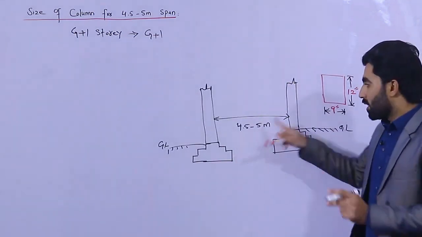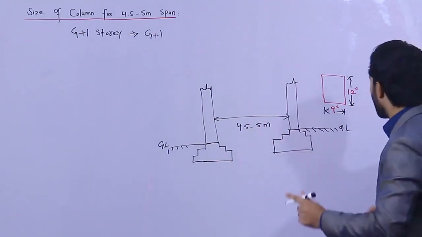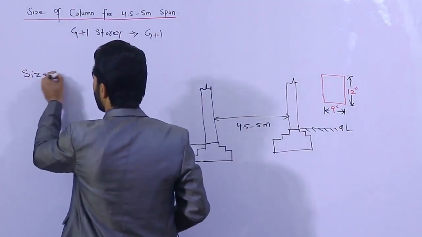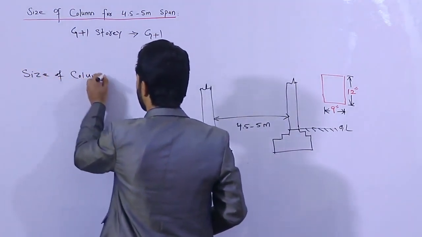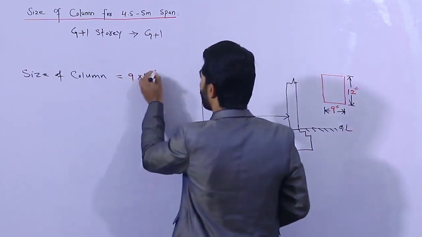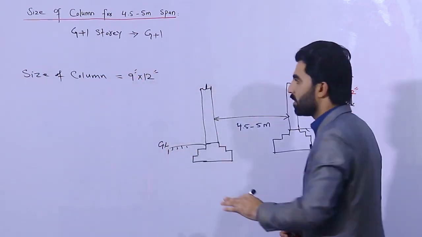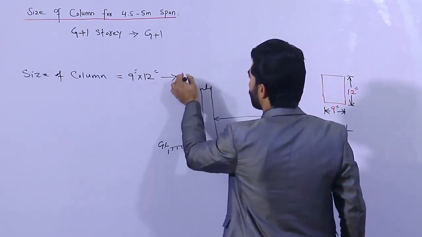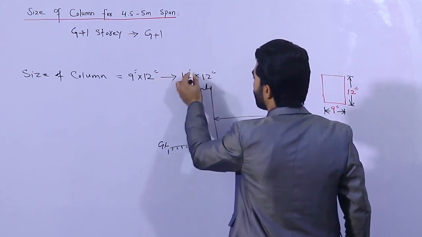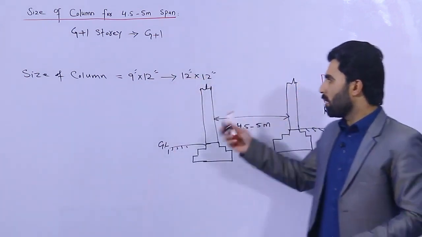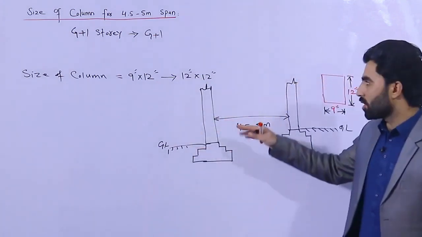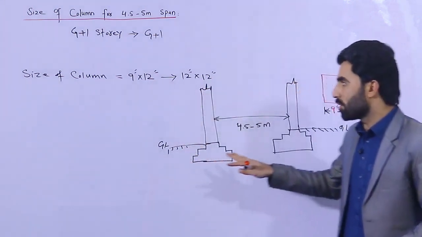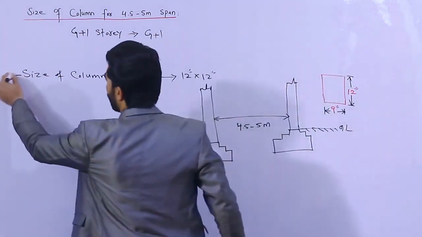This is the span between 2 columns, or the distance between 2 columns. Now what should be the steel reinforcement? This is the size of column. It should be 9 by 12 inches, not less than this. But if you want to be safer, it should be 12 by 12 inches. This is for G plus 1. Also you can go higher, but it depends on the structure load, etc. I will tell you not less than 9 by 12 inches, but you can also take 12 by 12 inches. Now let me guide you for steel reinforcement.